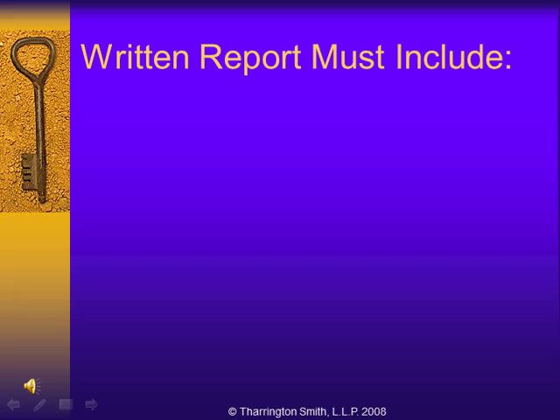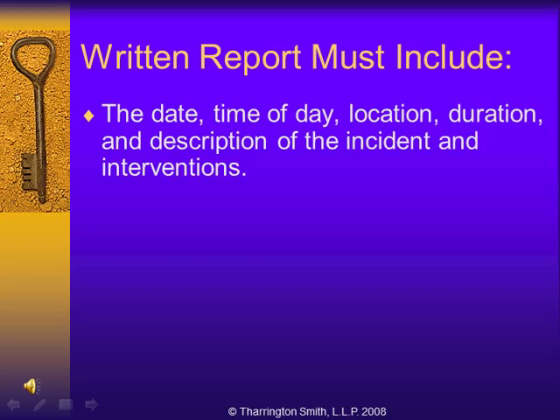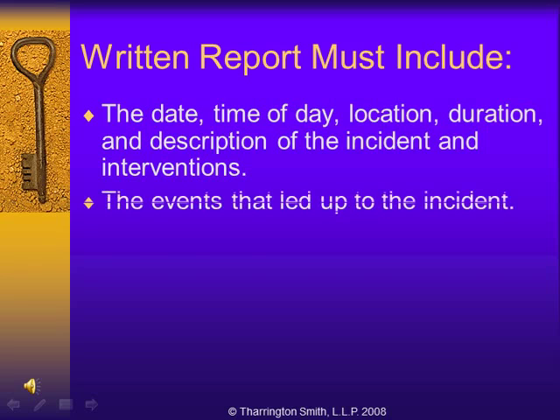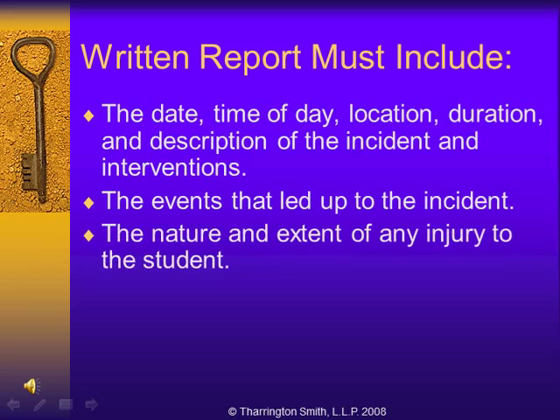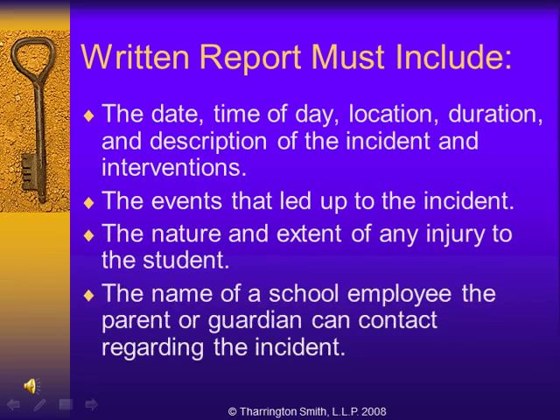The school's written incident report must include several details. First, it must specify when and where the incident occurred, and a full description of the incident and any interventions that were implemented. The report should also describe the events that led up to the incident, and it should explain the nature and extent of any injury to the student. Finally, the report should include the name of a school employee whom the parent or guardian can contact regarding the incident involving their child.